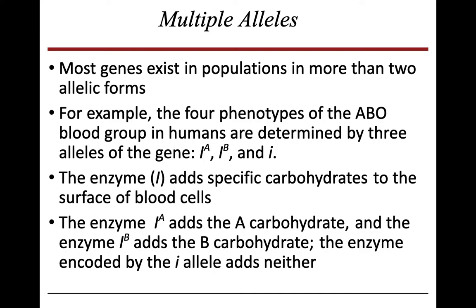Most genes aren't just binary. There are many alleles that exist, with 2 or more allelic forms. So for example, blood type can be I^A, I^B, or little i. You can be type A, which would be 2 versions of I^A. You can be B, which would be 2 copies of I^B. You can be AB, or you can also be type O, which would be 2 copies of the little i.